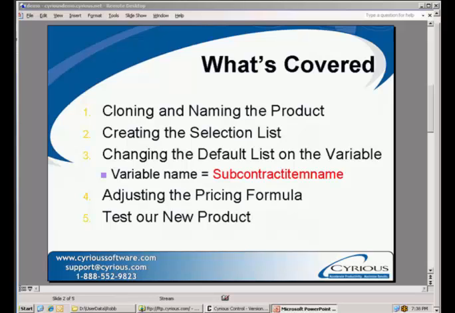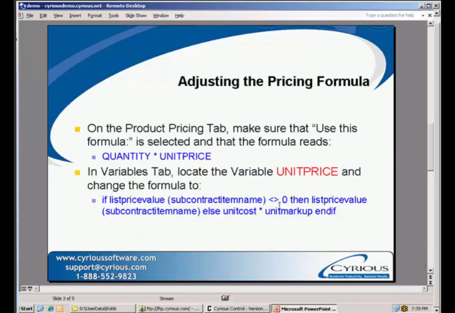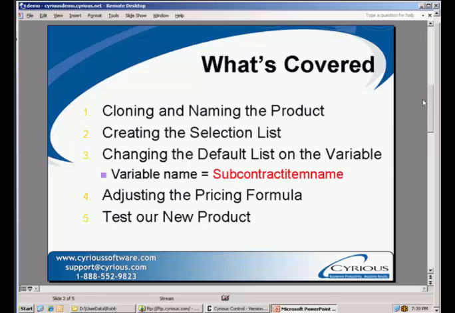Okay, let's recap the steps again. You first will clone and rename the product. You will create the selection list, which will be specific to the type of items that you are pricing in that product. You're going to change the default list on the variable on the new product that you've cloned, variable name equals subcontract item name. We will adjust the pricing formula as we discussed here. And finally, you will test your new product.